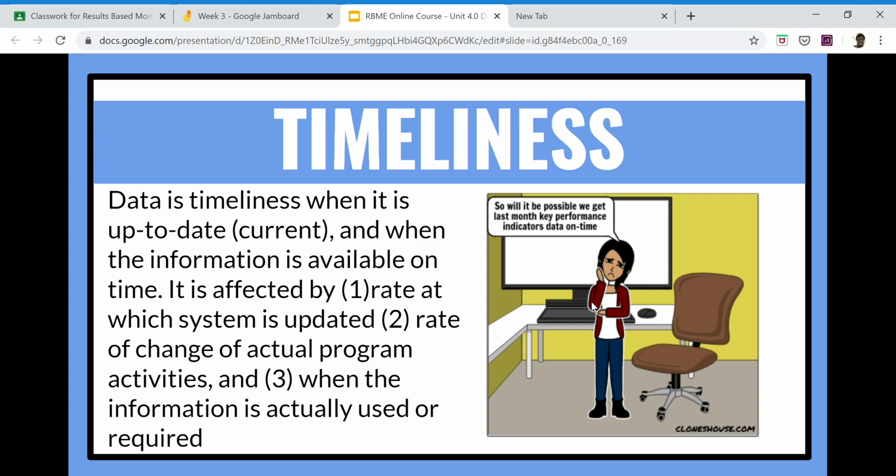Also, program activities might change, dimensions of it might change, so they might not be able to quickly report the indicators for that.